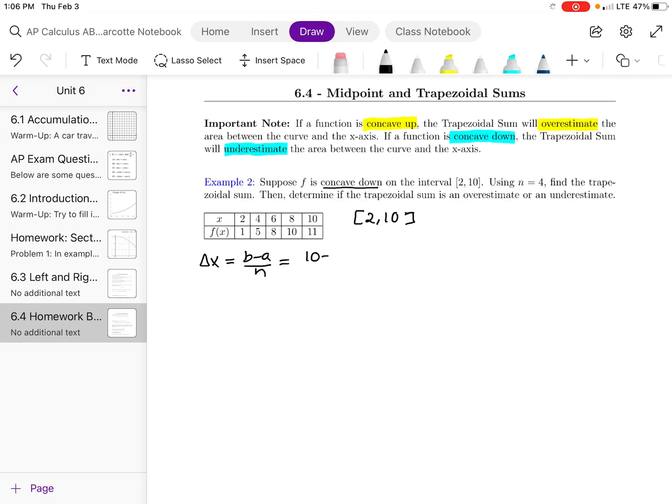So I have that this is going to be 10 minus 2 over 4, which is 8 over 4, which is 2. So now drawing my subintervals, I have from 2 to 4, 4 to 6, 6 to 8, 8 to 10. So I have my 4 subintervals of length 2. And now I want to compute the trapezoidal sum.